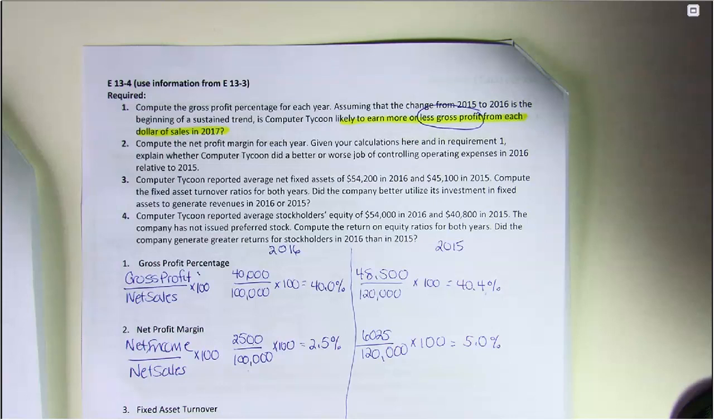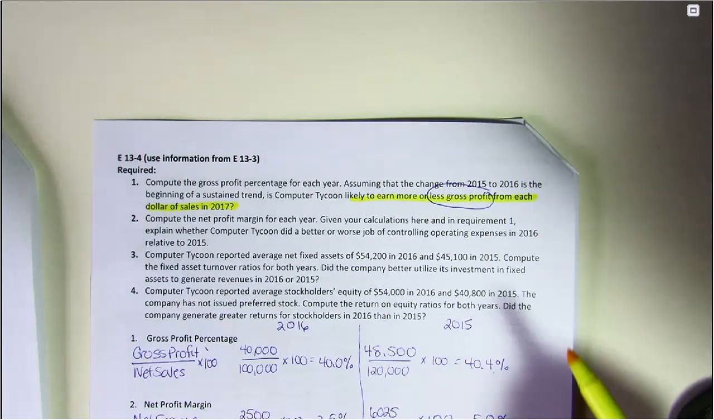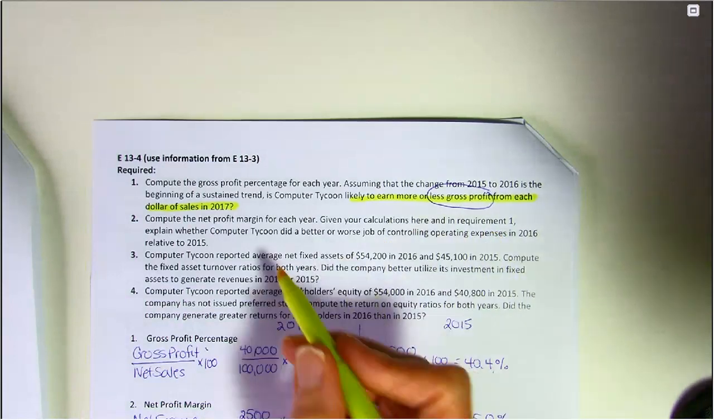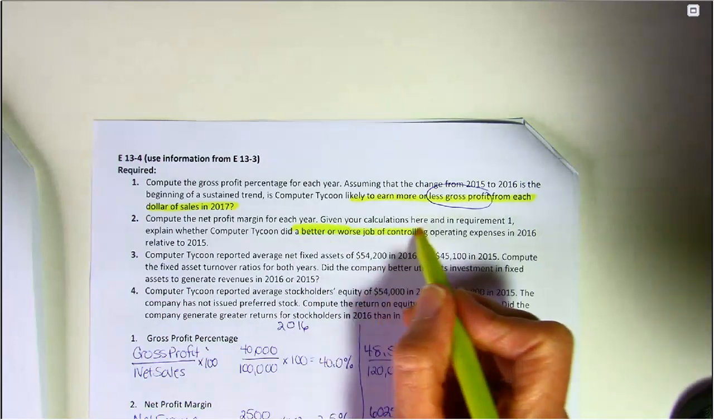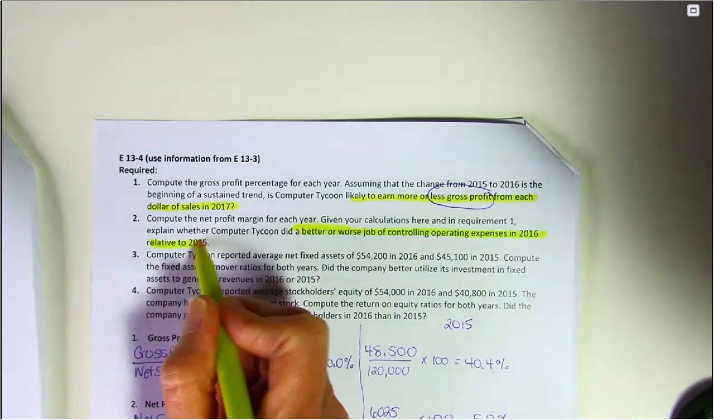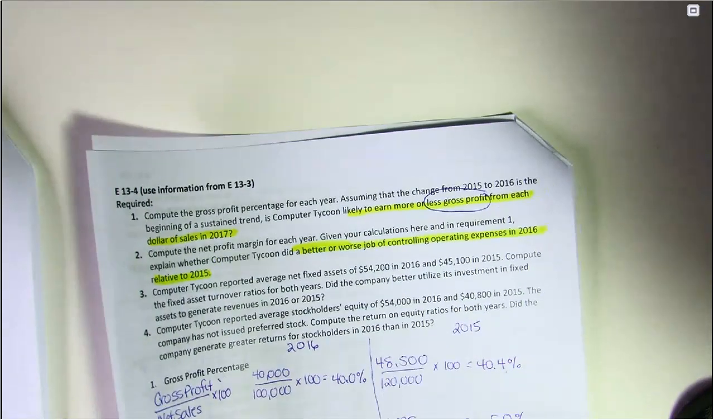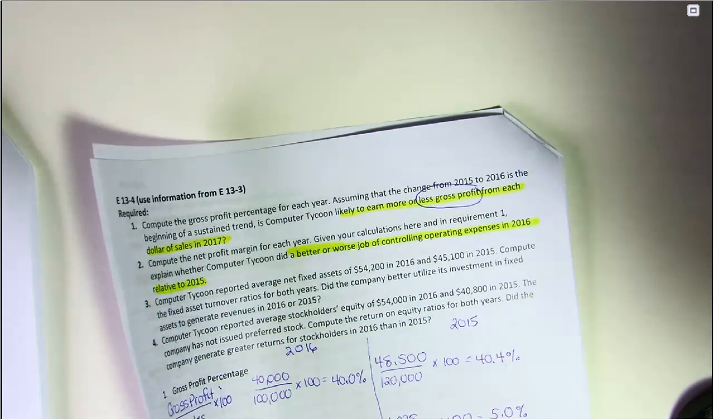Now our question here is, given your calculations in requirement 1 and 2, explain whether Tycoon did a better or worse job of controlling operating expenses in 2016 compared to 2015. Well, let's take a look. We're going to flip back to the first page.